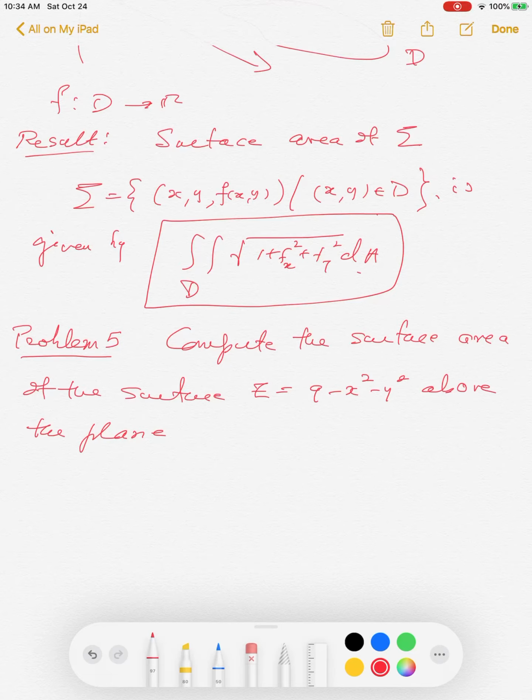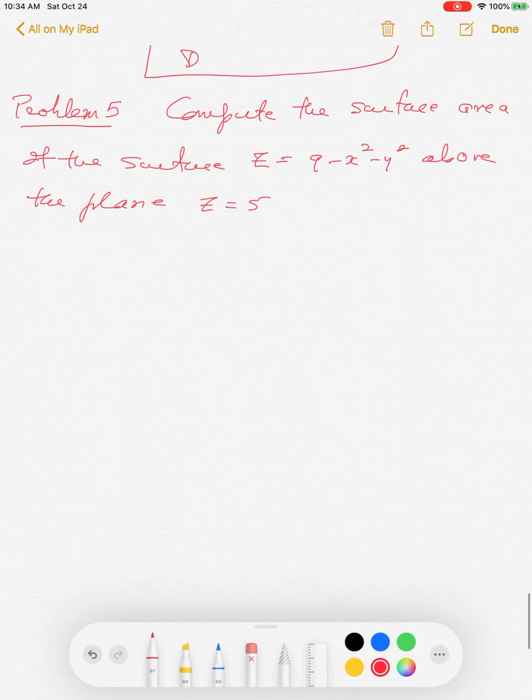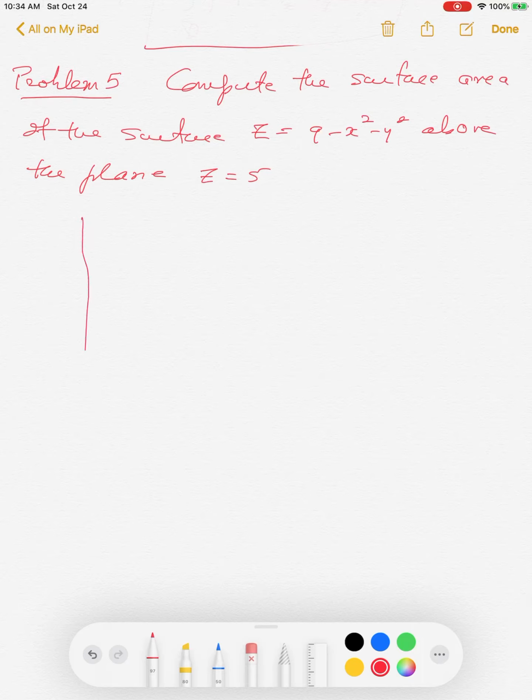So as in double integrals, you have to first draw a sketch so you understand how the region looks like, and then you will be able to get the limits of integration. So above the plane z equal to 5. So how does this look like? So first of all, draw a sketch of this. You see that this surface, if you freeze z, then it's going to be a circle. So the cross sections will be circles, and when z is 9, x and y must be 0. So when z is 9, you get the point 0, 0, 9.